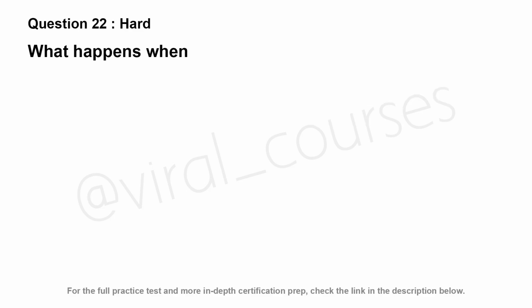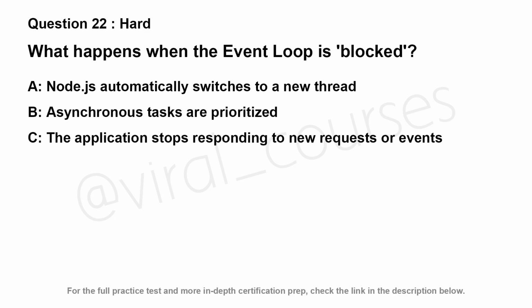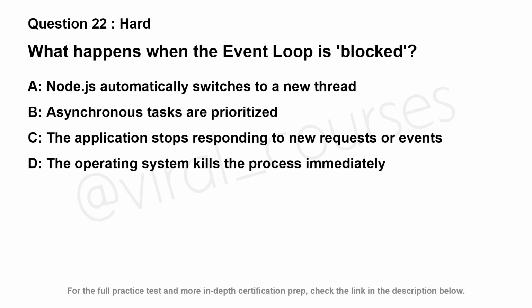What happens when the event loop is blocked? Option A. Node.js automatically switches to a new thread. Option B. Asynchronous tasks are prioritized. Option C. The application stops responding to new requests or events. Option D. The operating system kills the process immediately.